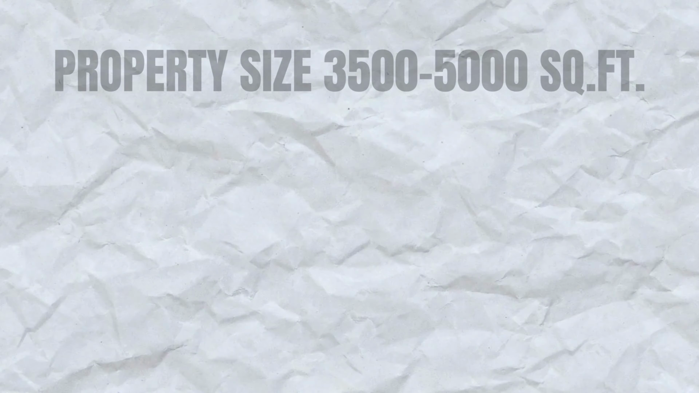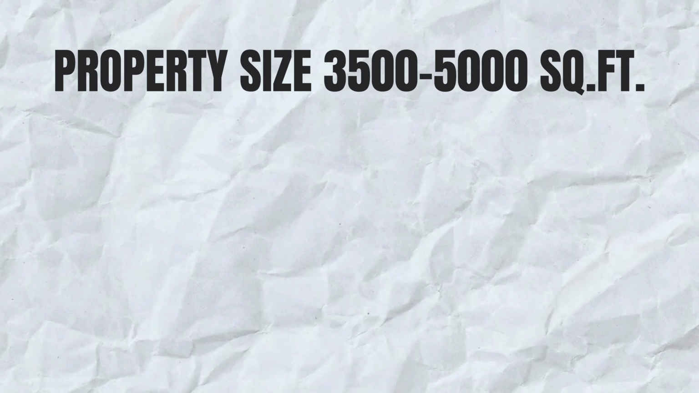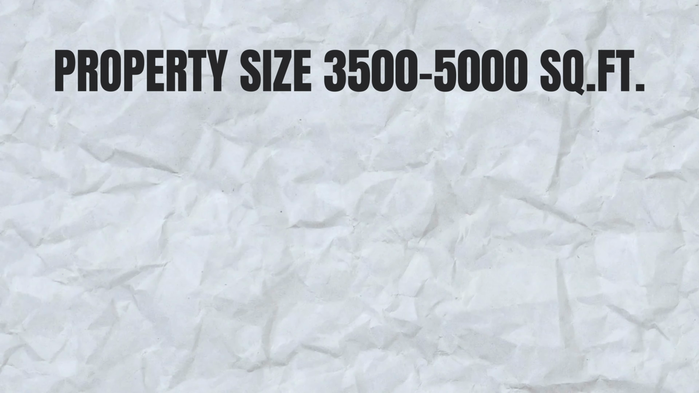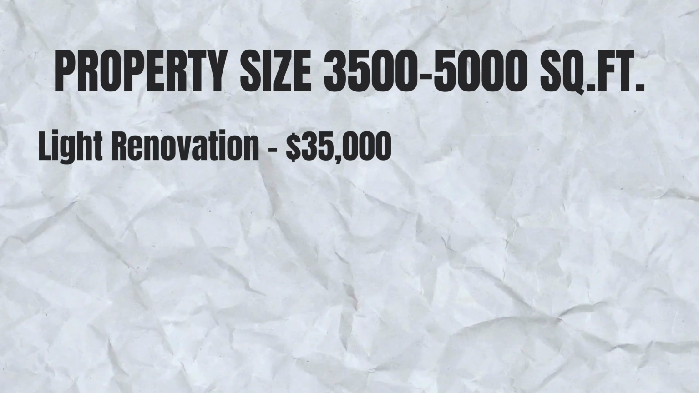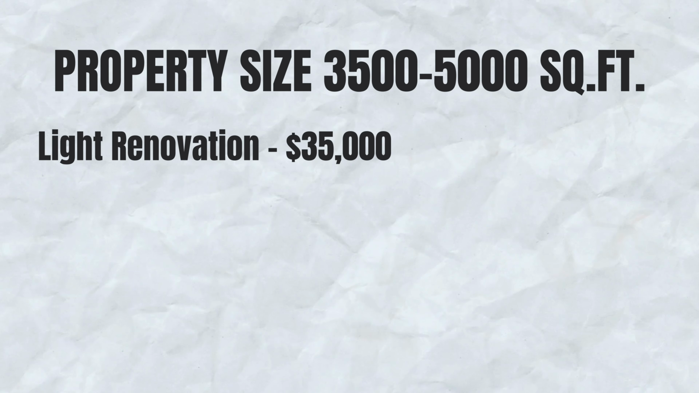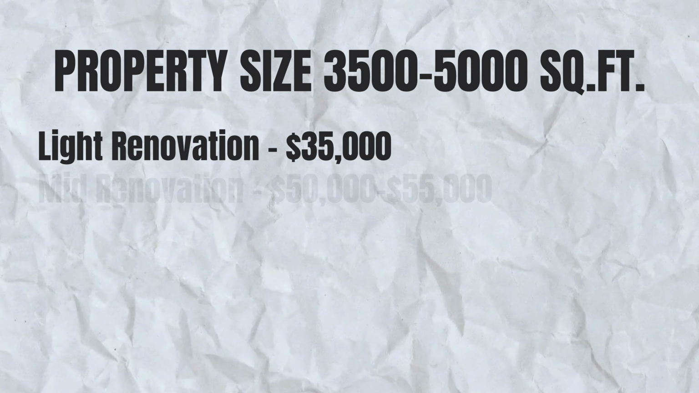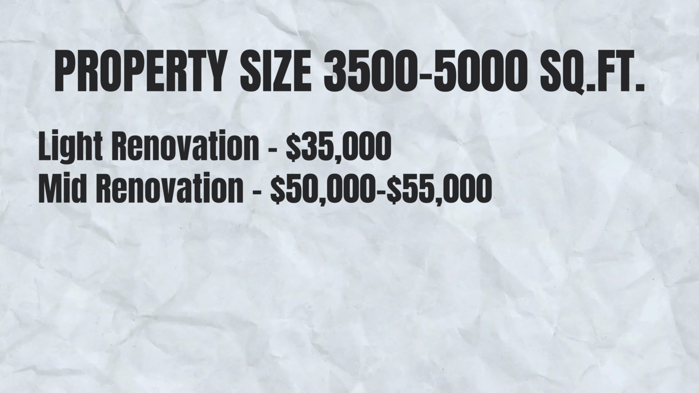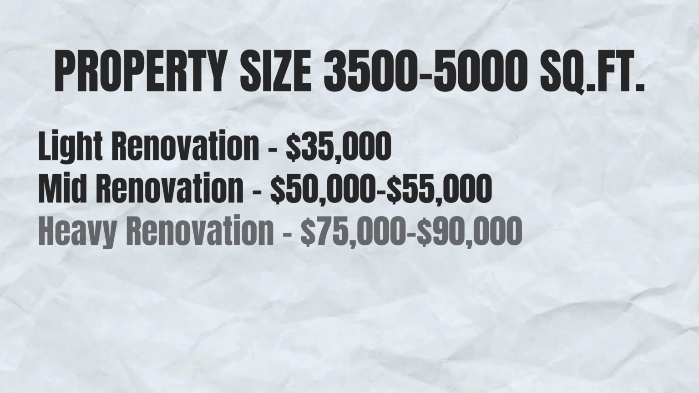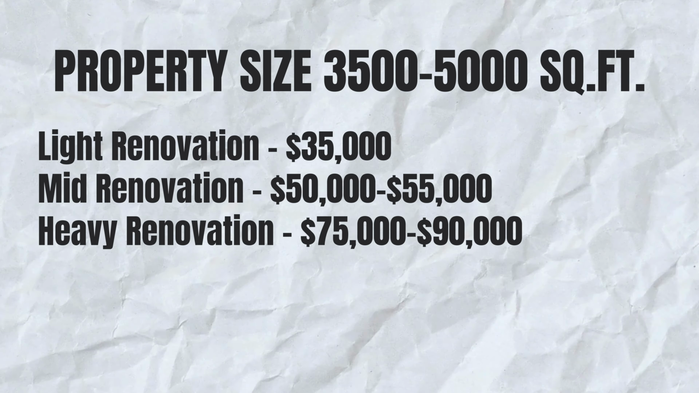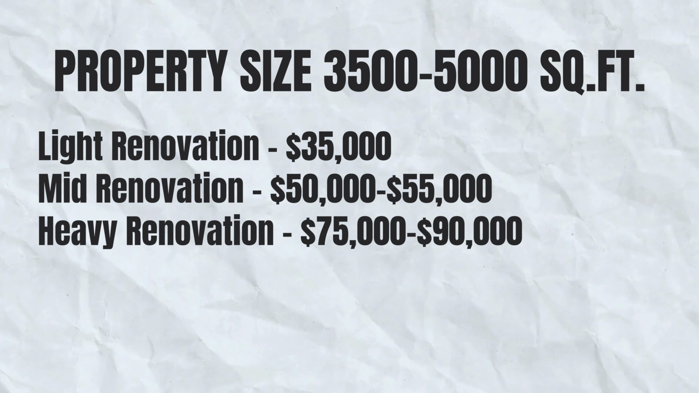Based on those conversations that you're having with the seller, that's how we're going to estimate how much this is going to cost you. So for the bigger houses, for houses that are between 3,500 to 5,000 square feet, a light renovation is going to be about $35,000. A mid-size renovation is going to be about $50,000 to $55,000.